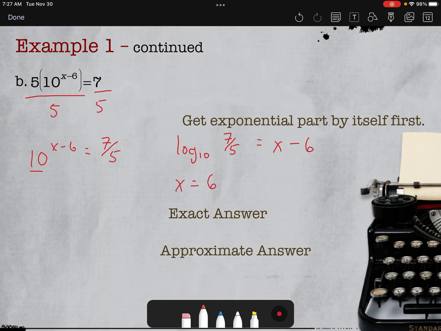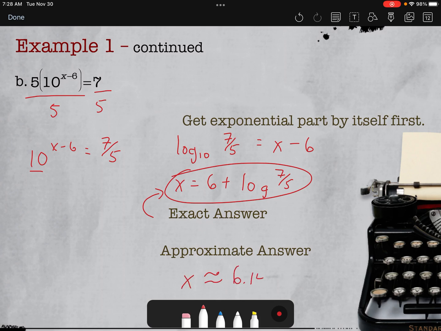So x would equal 6 plus log 7/5. Remember, we don't have to write log base 10. That is our exact answer. So then we just come to our calculator. 6 plus log 7 divided by 5. It's approximately 6.146. And all I did is type that in. Okay? So this is exact. This is approximate.